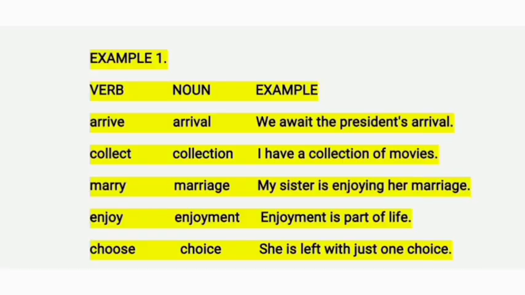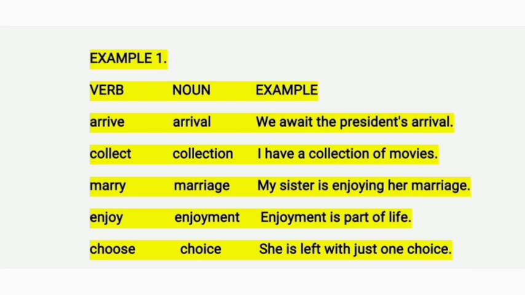Now let's look at the example on the screen. The first column is for verb, then the second column is for noun, then we have examples. Assuming I have the verb arrive, I could drop E and add AL and I have arrival. For example, we await the president's arrival. Now the verb has become a noun. You could also see it in the example marry. Marry, of course, is a verb. Then when I make it marriage by adding AGE, I now have a noun. My sister is enjoying her marriage. Enjoy, enjoyment.